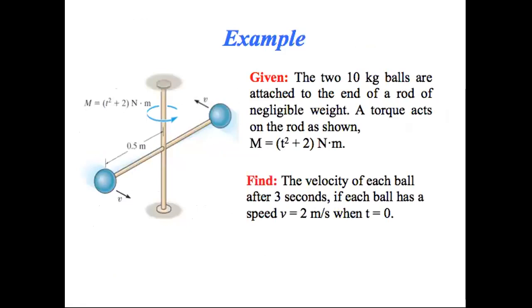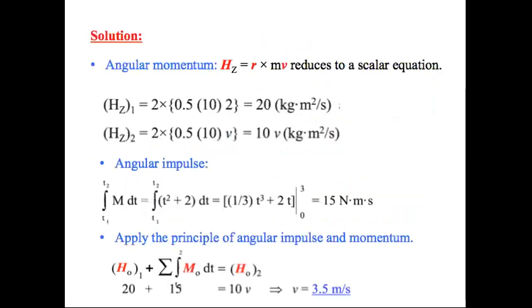The two balls are attached to the ends of a rod, and the weight of the rod is negligible. A torque acts on the rod as shown by this equation, with M as a function of time. Find the velocity of each ball after 3 seconds, if each ball has a speed of 2 meters per second when the time is 0.